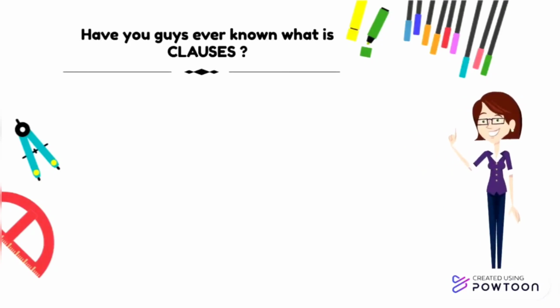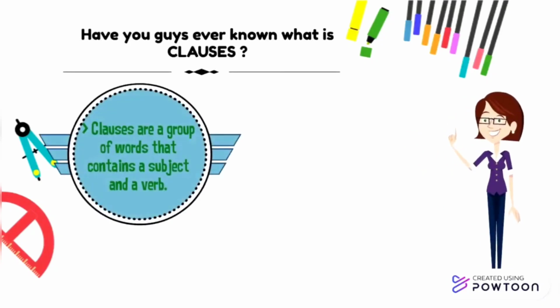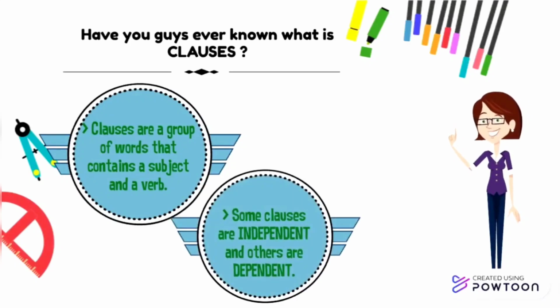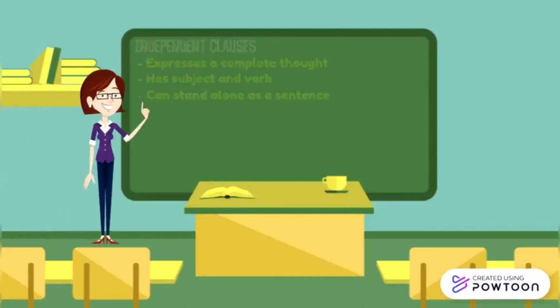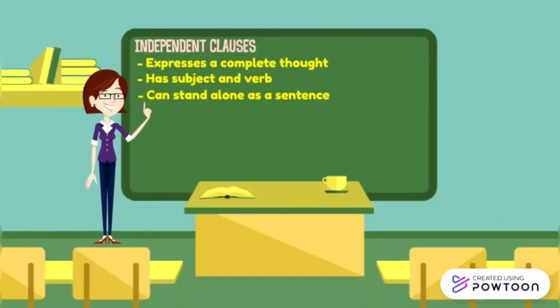Have you guys even known what is clauses? A clause is a group of words that contains a subject and a verb. Some clauses are independent and others are dependent. All sentences consist of one or more clauses. An independent clause expresses a complete thought. It has a subject and verb. It can also stand alone as a sentence.